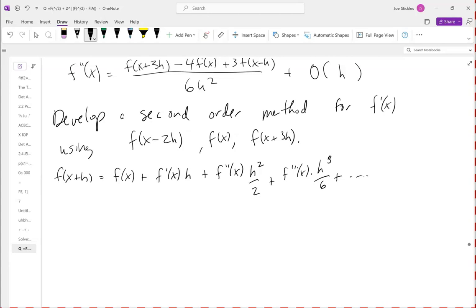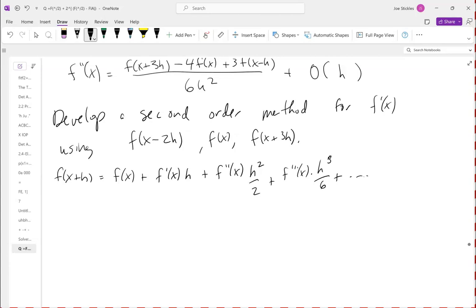All right, let's think about what needs to happen as we go through this. If we're going to get a second order method, let's think about what we're solving for. I want an approximation for f prime, right? So when I divide through by h to solve for f prime, if I divide by that h, that only changes this to a first power, right?